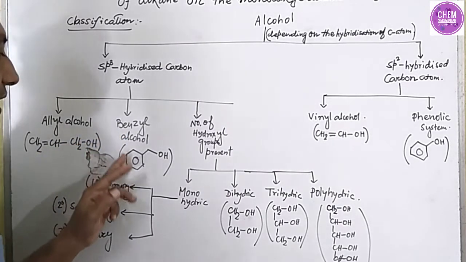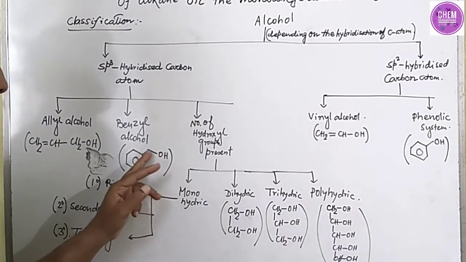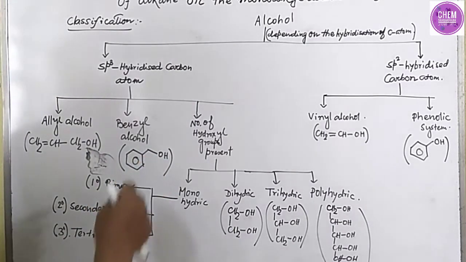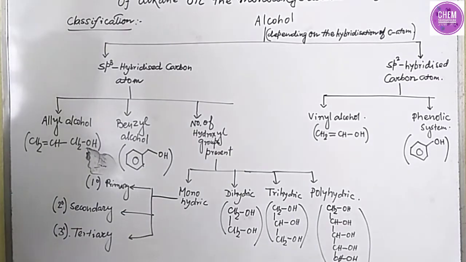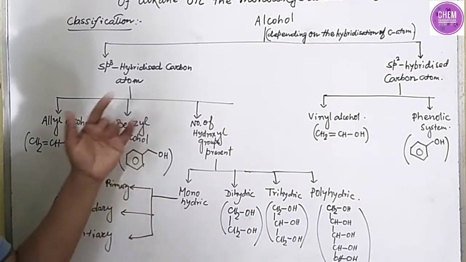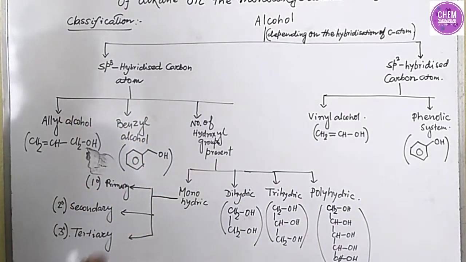Another is benzyl alcohol, where the OH group is also attached to a carbon atom that is sp3 hybridized. It is also benzyl alcohol, so an sp3 hybridized carbon atom is attached.